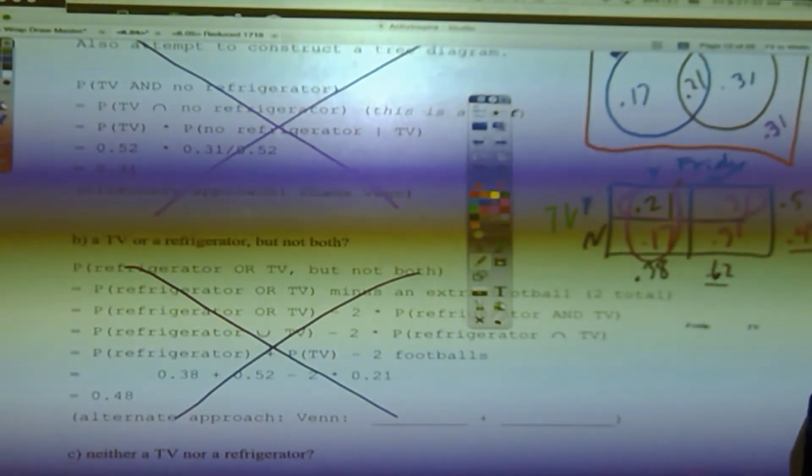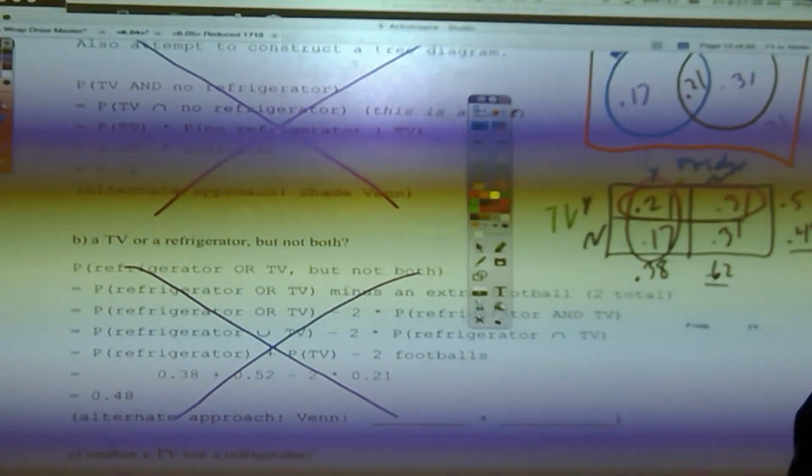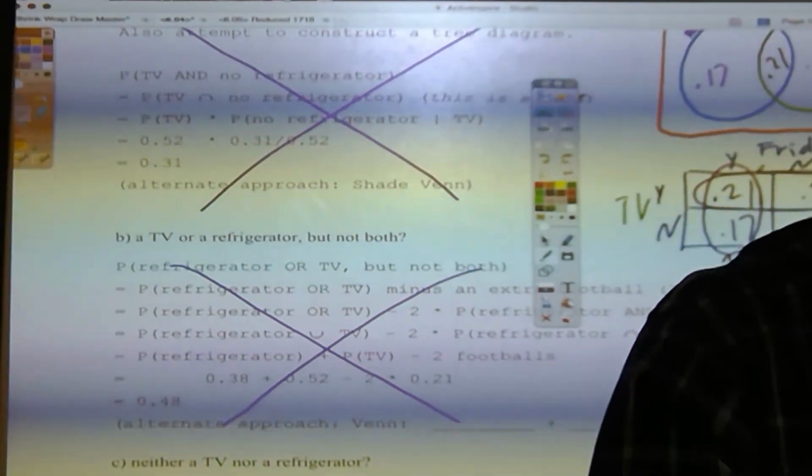Make it easy for people. Any other questions on this page? All right, then turn to the next page. Oh yeah, thanks. Appreciate that. Okay.